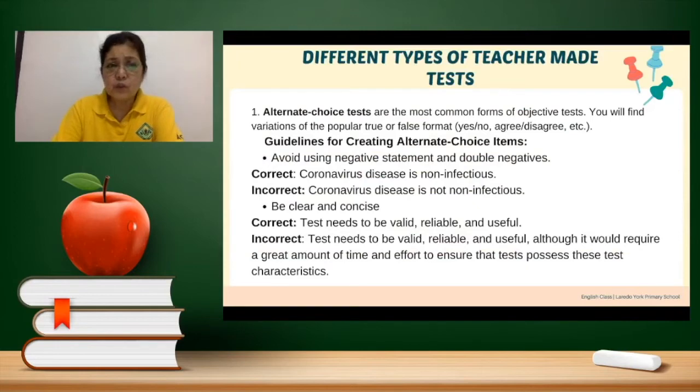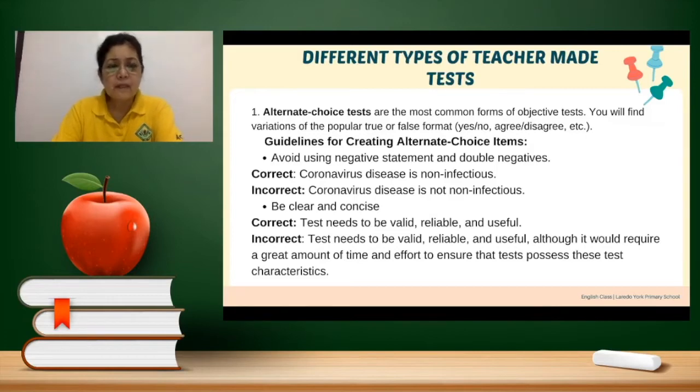We have the first one, which is the alternate choice test. Most common forms of objective test, where you will find variation of the popular true or false, yes or no, agree and disagree, and so on and so forth. Now, in creating alternate choice test, we have to consider several guidelines.